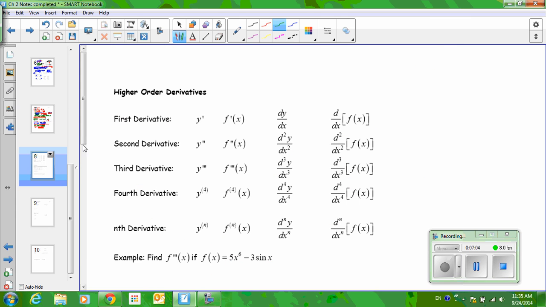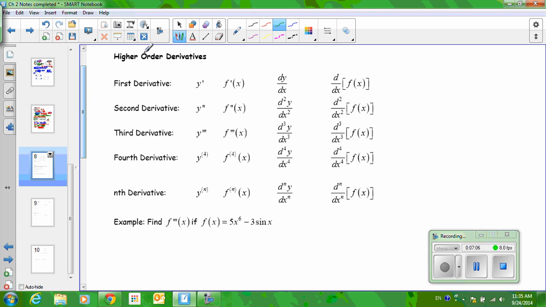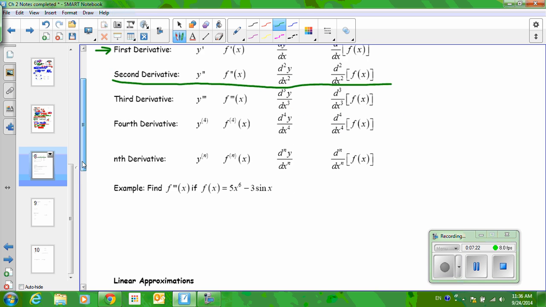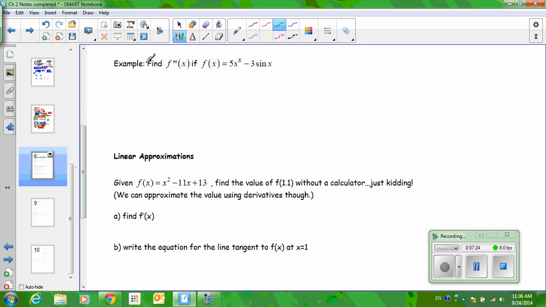Okay, let's look on the back. I'm not going to spend a lot of time on this, but we've been doing the first derivative. The second derivative is going to pop up, and then third and fourth and so on. Those are going to be pretty rare. But all you're doing is taking the derivative over and over again, and all of this up here just shows the notation of how you'd write that. So let me just show you.